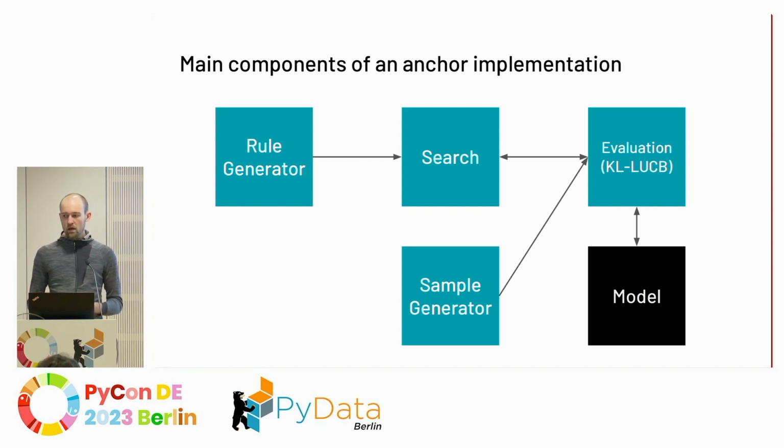And one big problem with anchor algorithms in practice, or one challenge rather, is that you can tune and tweak all of these independently. And so it can be quite tricky to come up with a good combination of parameters that reliably generates what you're looking for. So the first part is the rule generator, right?